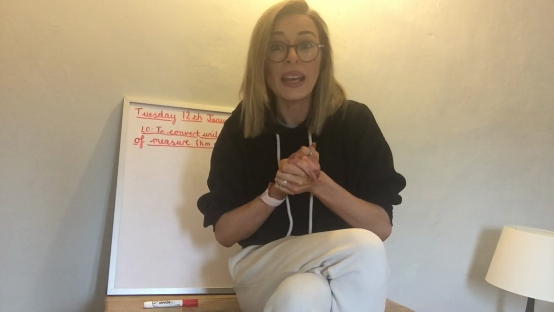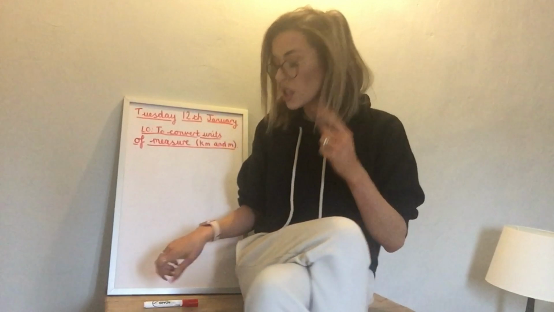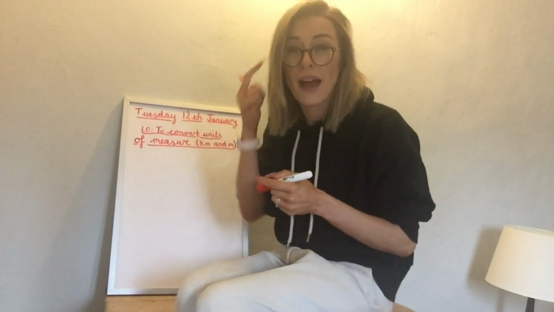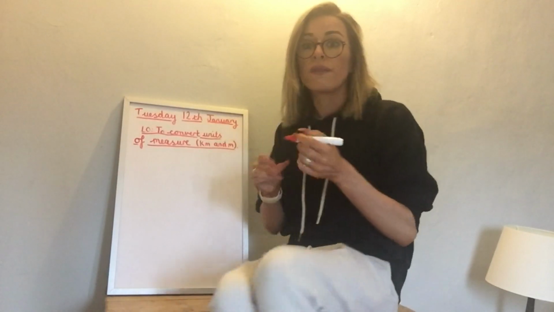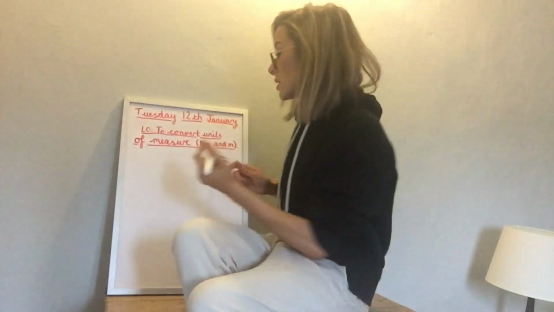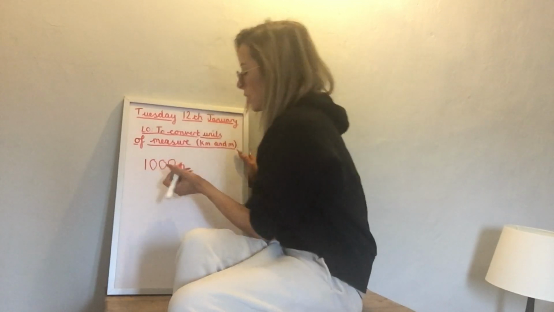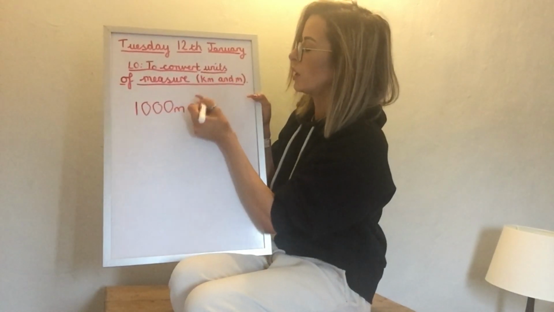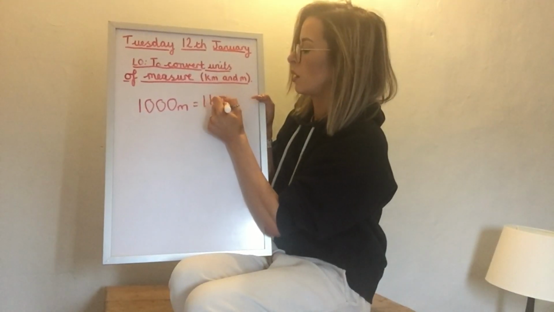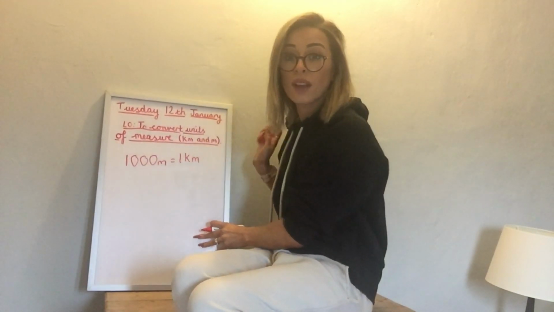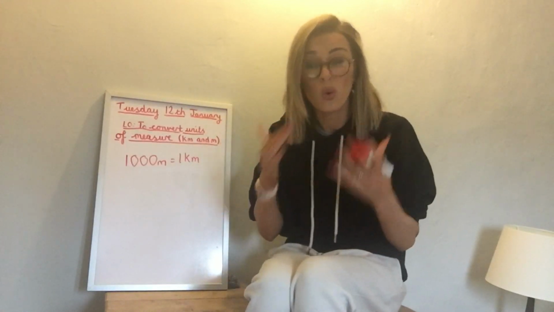Okay, so we know a little bit about metres, we know a little bit about kilometres. We know that there are 1,000 metres in 1 kilometre. So today, I want you to keep that fact in your head. So, the fact that we are going to remember is that 1,000 metres, that's 1 with 3 zeros after it, is the same as 1 kilometre. Okay? So that's the fact that I want you to remember, because that's going to help you with all your other questions.